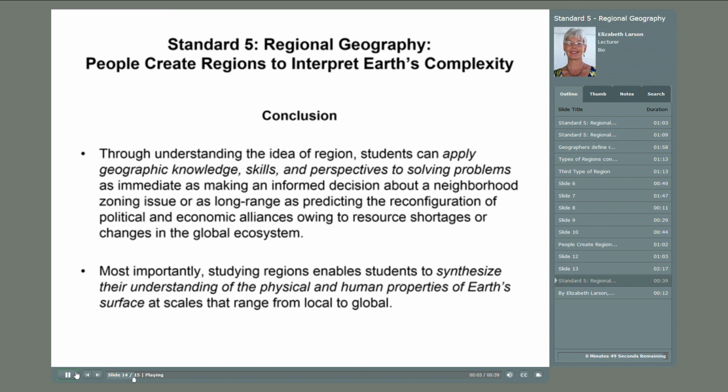In conclusion, through understanding the idea of region, students can apply geographic knowledge, skills, and perspectives to solving problems as immediate as making an informed decision about a neighborhood zoning issue, or as long-range as predicting the reconfiguration of political and economic alliances owing to resource shortages or changes in the global ecosystem. Most importantly, studying regions enables students to synthesize their understanding of both the physical and the human properties of Earth's surfaces at scales that range from local to global.